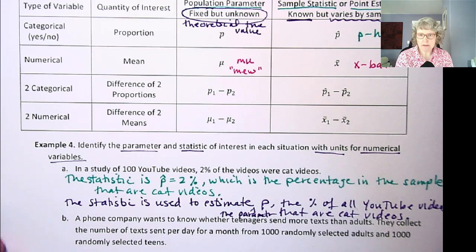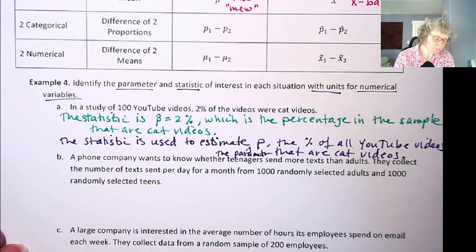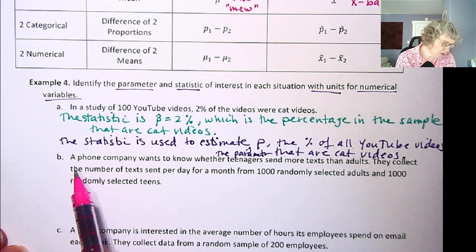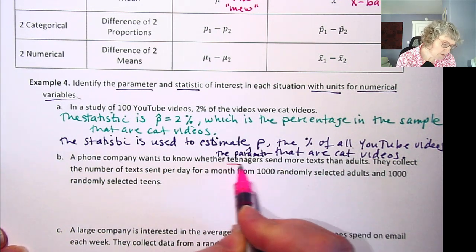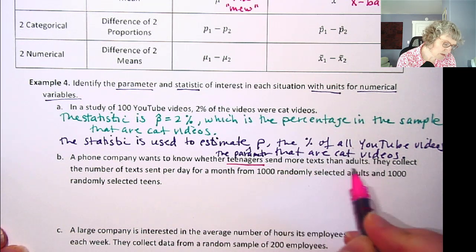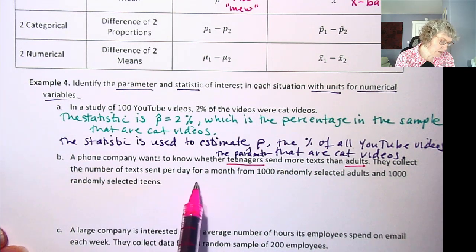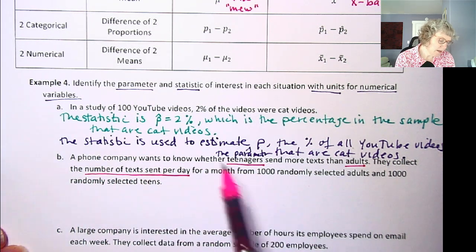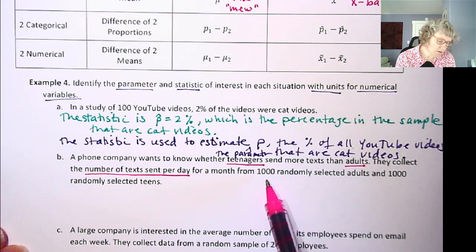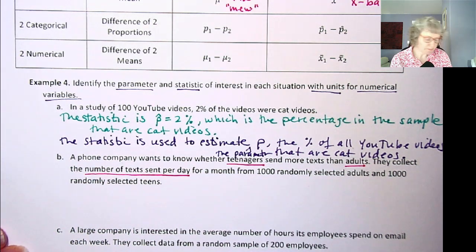If you want to try the next two, pause it and then come back. Okay, or we can do it together. So a phone company wants to know whether teenagers send more texts than adults. Okay, so now I'm seeing two groups, teenagers and adults. They collect the number of texts sent per day. Okay, that sounds like units to me. Number of texts per day for a month from 1,000 randomly selected adults and 1,000 randomly selected teens.